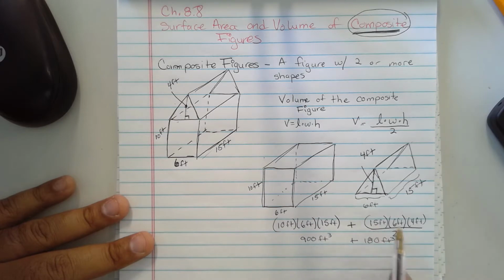If we multiply 15 times 6 times 4, and you take all of that and you divide it by 2. 15 times 6 times 4 should give you what? 360 divided by 2 is 180. Last but not least, you combine both of them together. This gives you what? 1,080 cubic feet. That should be your final answer.